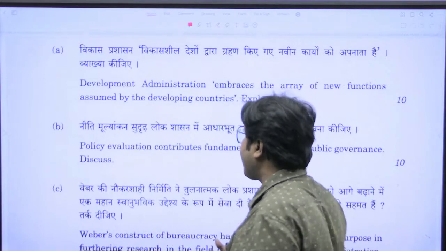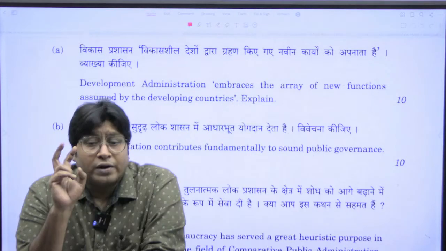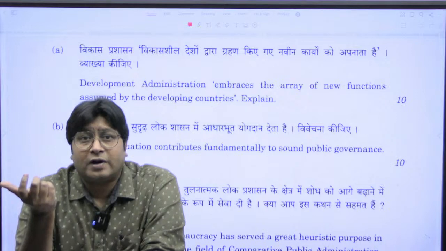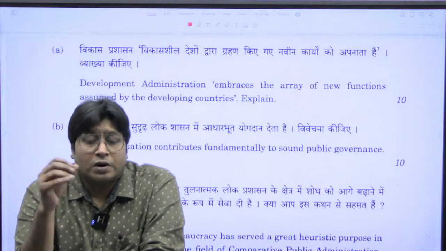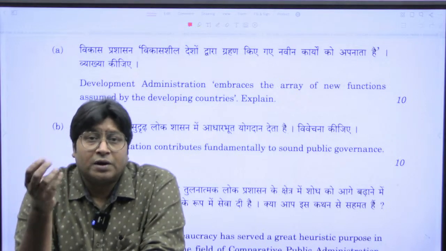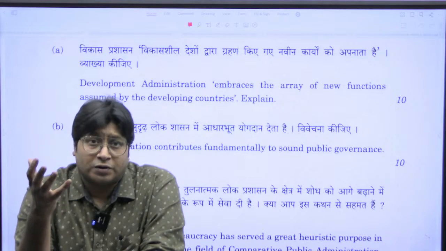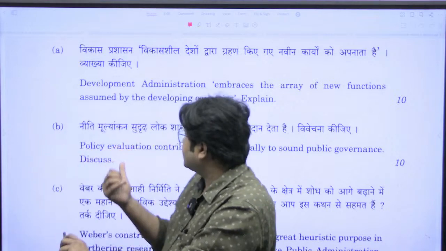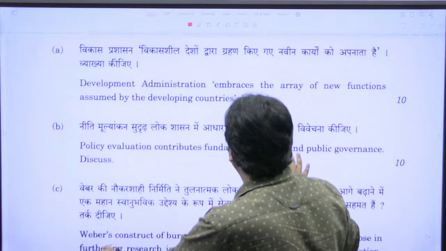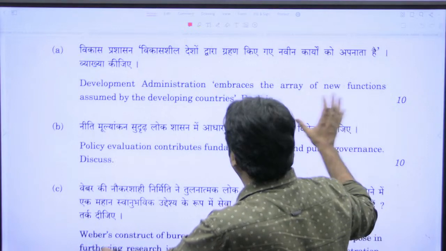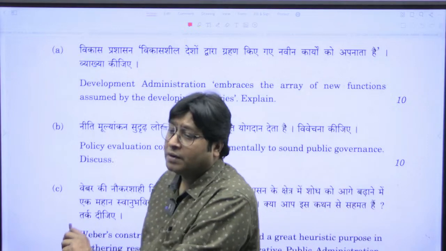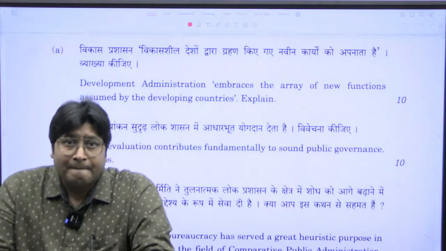Gift City, it has two types of questions which are generally asked. One is the theory or theoretical model of public policy, other is the application of public policy. So see, this is more of application. Policy evaluation contributes fundamentally to sound public governance, right? So obviously this is focusing more on feedback.